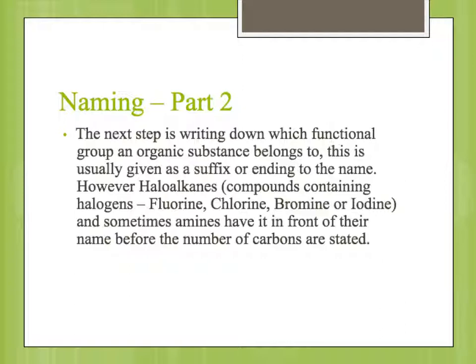Okay, so you know how many carbons there are, you've got your meth, eth, prop, etc. prefix. The next step in naming is writing down which functional group an organic substance belongs to. Functional group is the reactive part of the molecule. So, for example, alkenes have a double bond, alkynes have a triple bond, alcohols have an OH. The only group without a functional group is the alkanes. They actually don't have any reactive part to their molecule, so just take care with that.